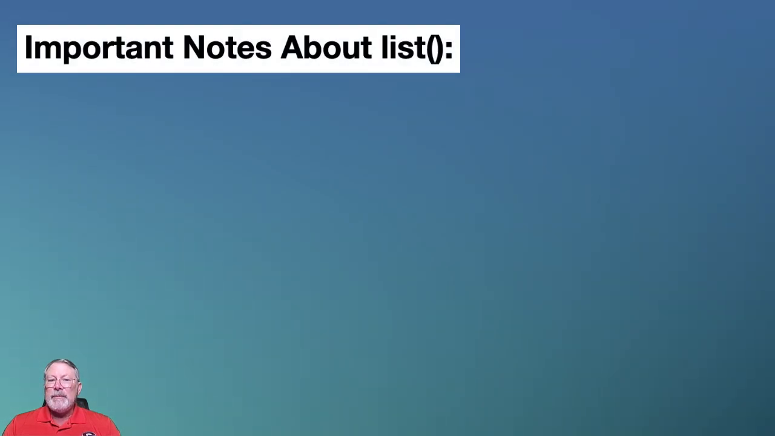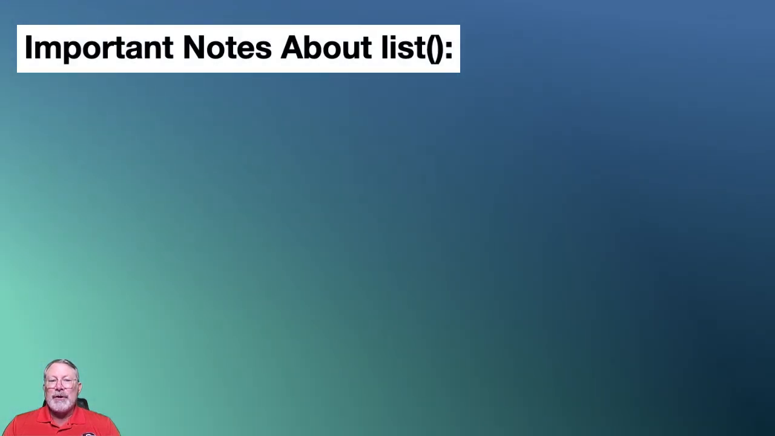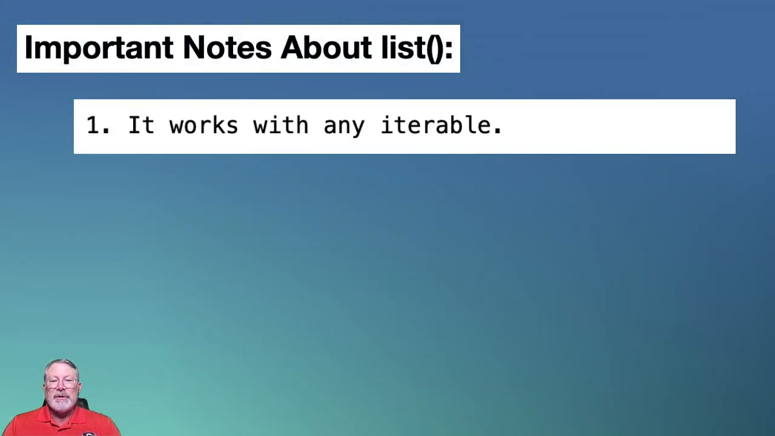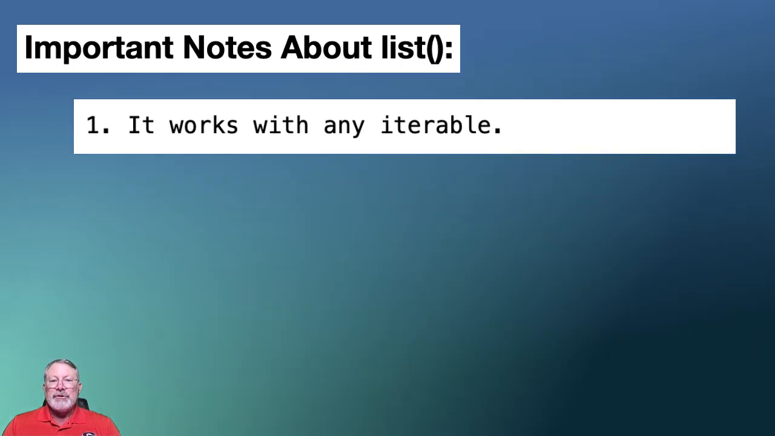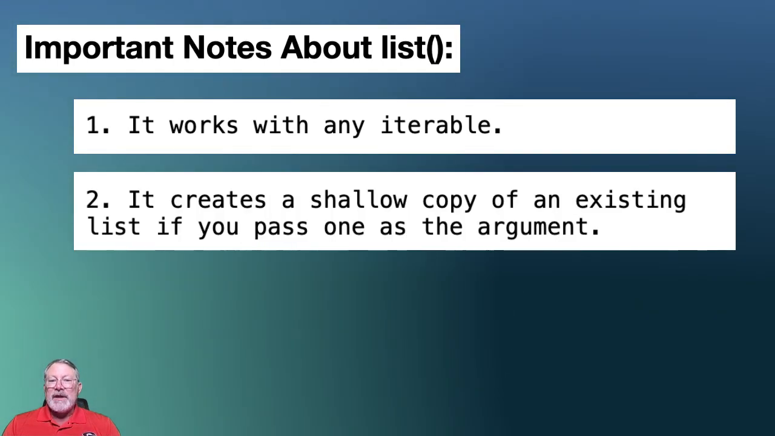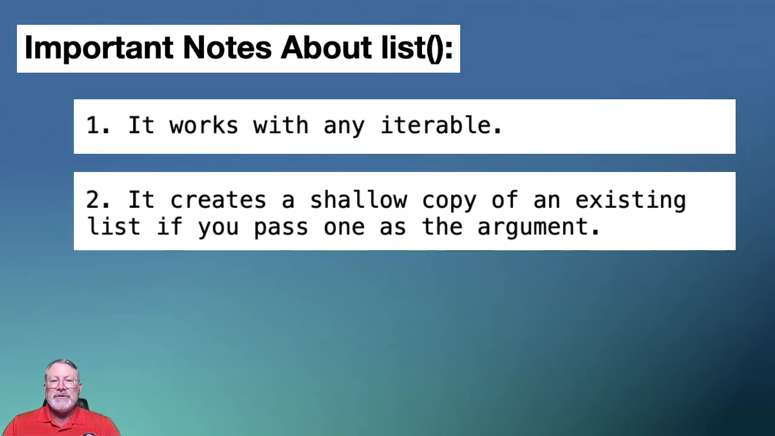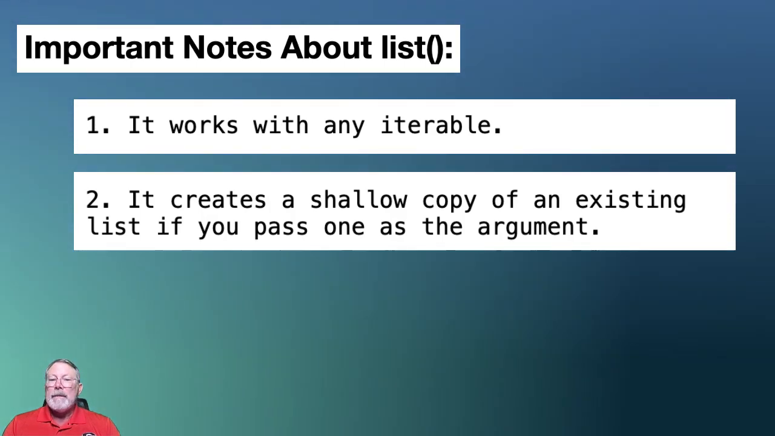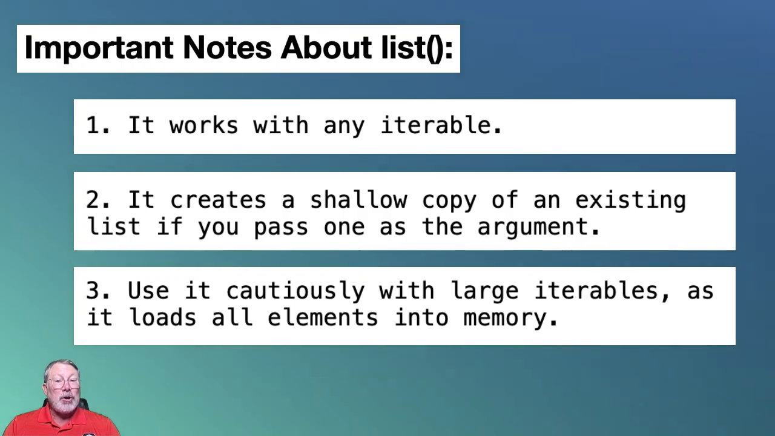Here are some key points to remember about the list function. It works with any iterable, including strings, tuples, sets, and generators. It creates a shallow copy of an existing list if you pass one as the argument. Use it cautiously with large iterables, as it loads all elements into memory.